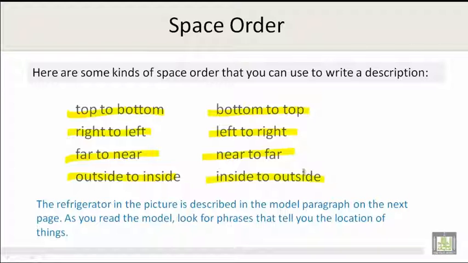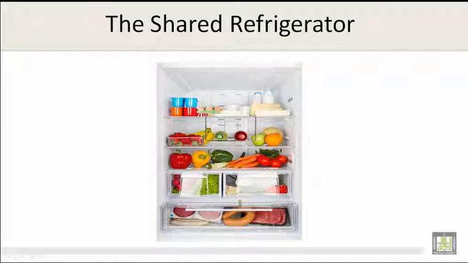The refrigerator in the picture is described in the model paragraph on the next page. As you read the model, look for phrases that tell you the location of things. The shared refrigerator. Let's take a look at this picture. How would you describe it?